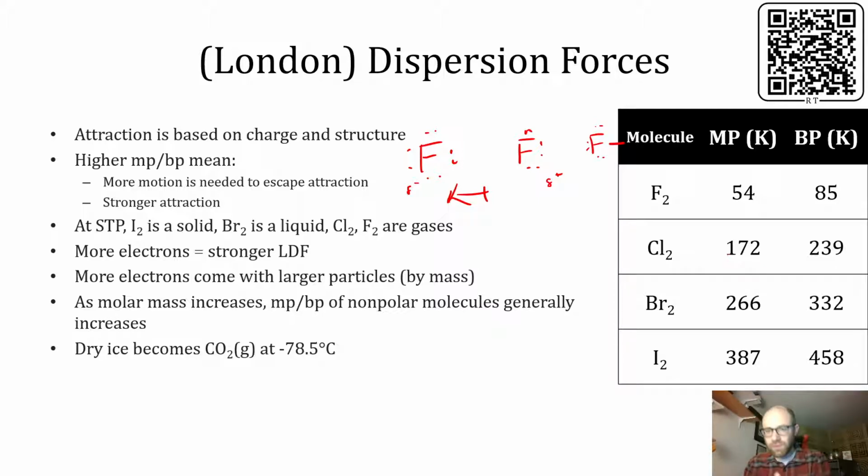It is also true that we see this trend. Well, if this attraction is based off of electrons, well, then it would make sense that more electrons could cause more of a lopsidedness, which would cause more of a charge, which would cause a stronger force and therefore a higher boiling point, a melting point. And that's what we see here.